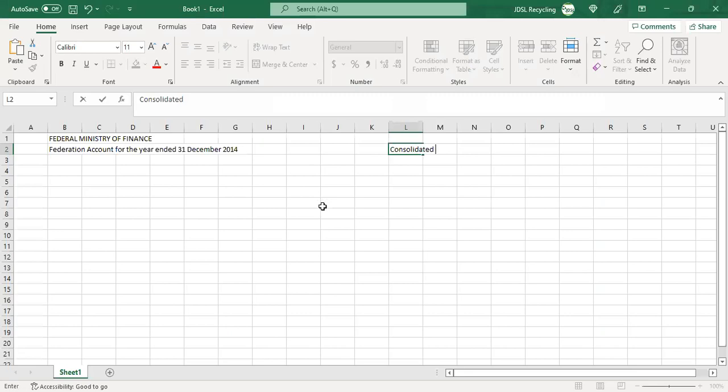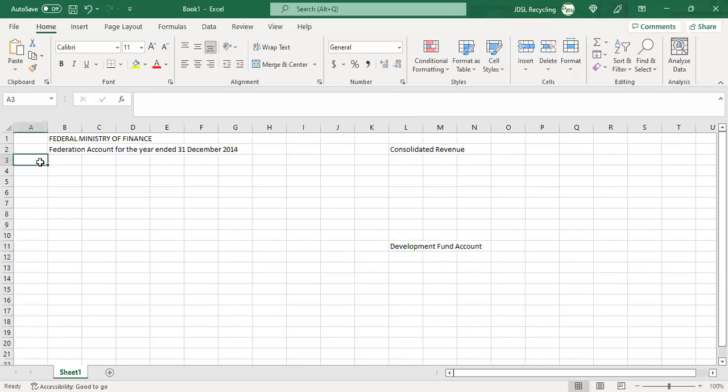Consolidated revenue. Then we can have the development fund accounts here. Under your law of contract. All right. So this is in thousands naira, right?